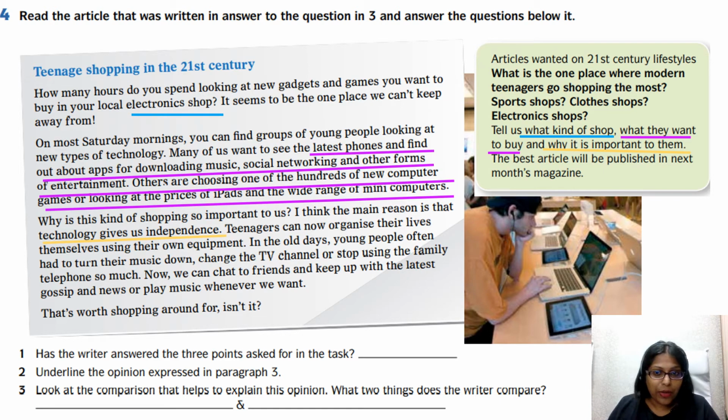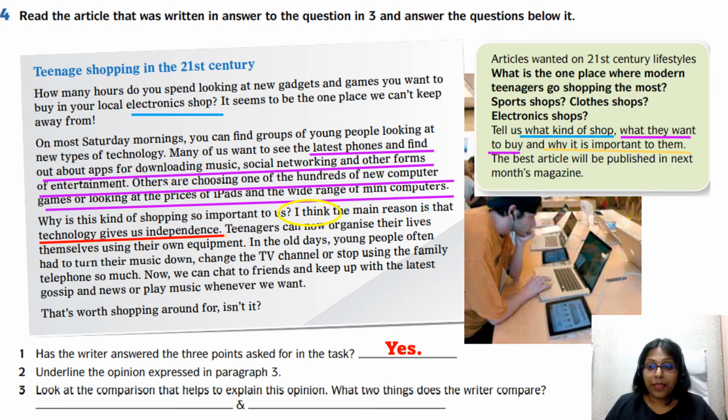Let's look at question number 1. Has the writer answered the 3 points asked for in the task? Let's look at the blue, the purple and the yellow. All the 3 are asked in the task, so the answer is yes. Number 2: underline the opinion expressed in paragraph 3. What is the opinion? I think, I think of what? The answer is technology gives us independence. That's his opinion.